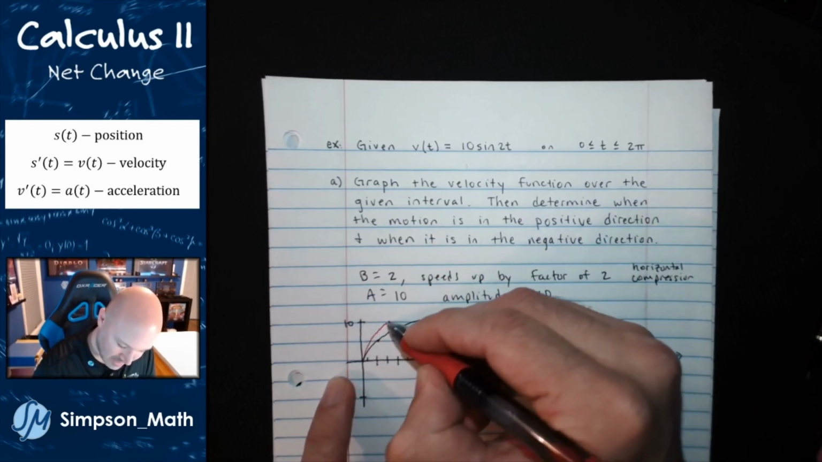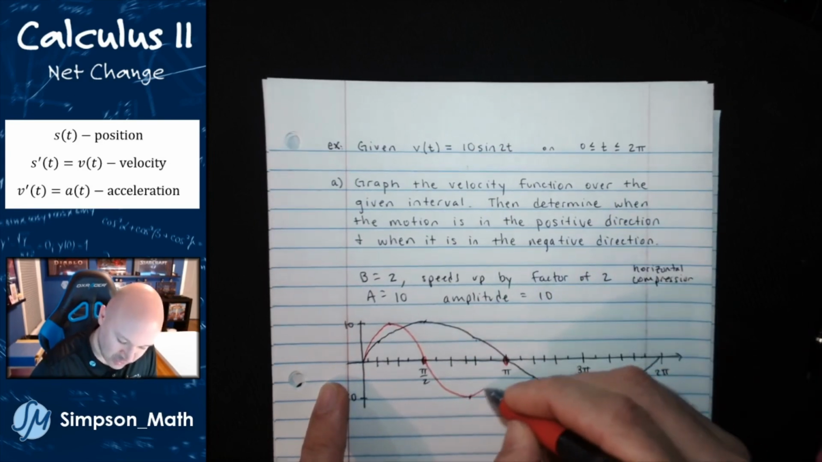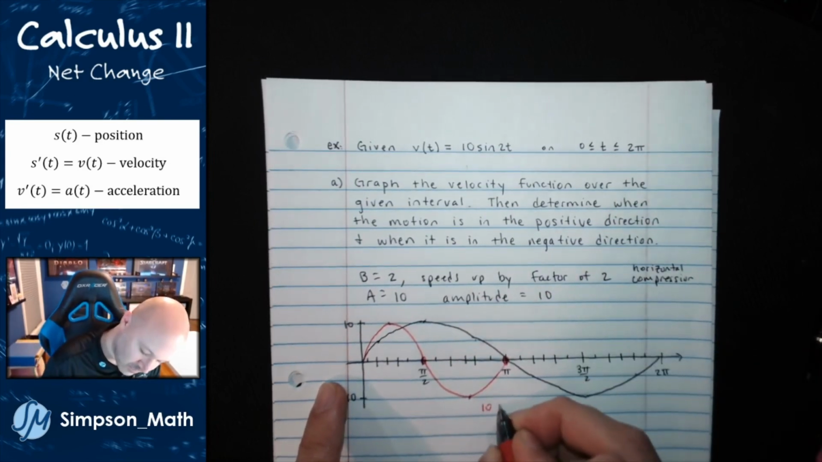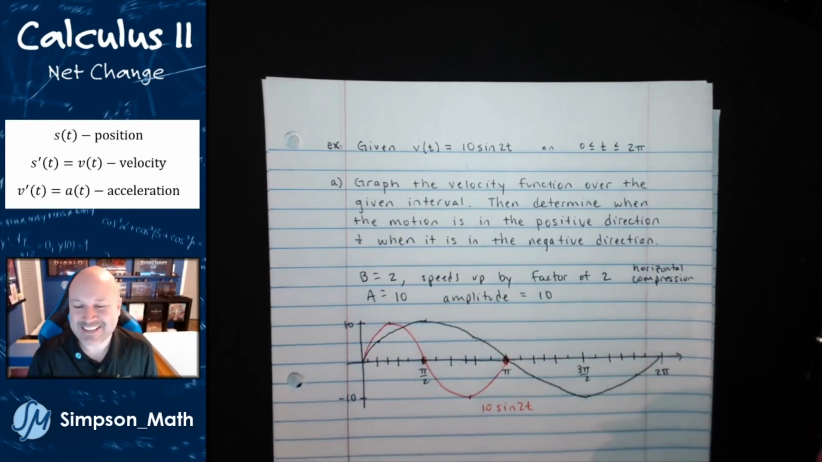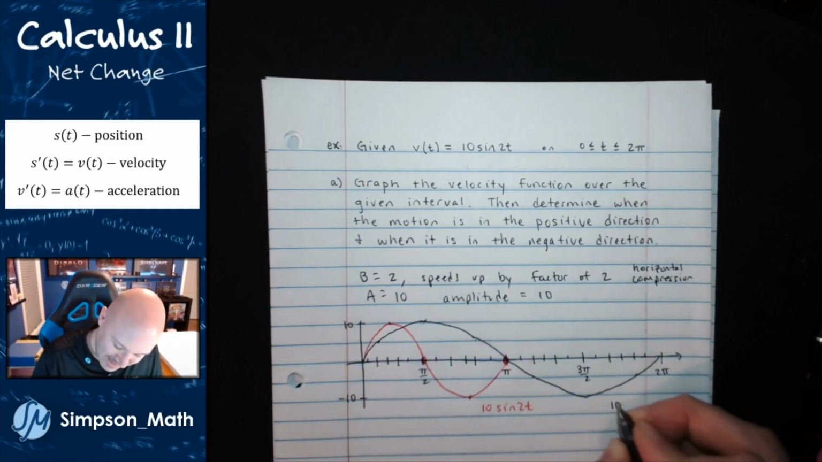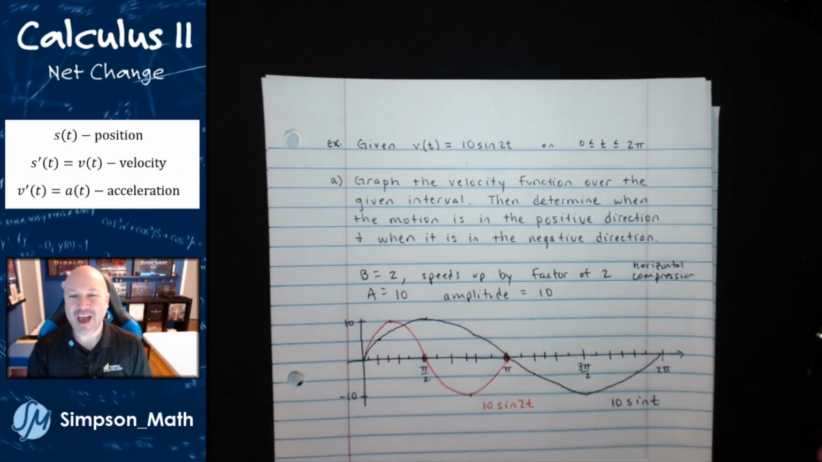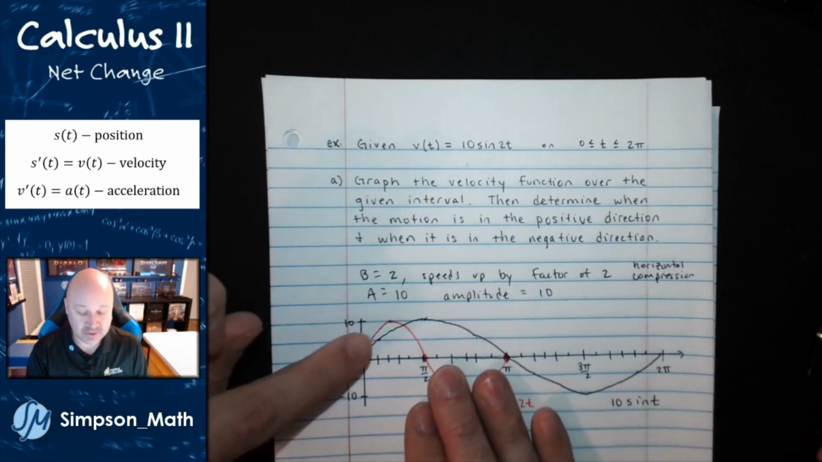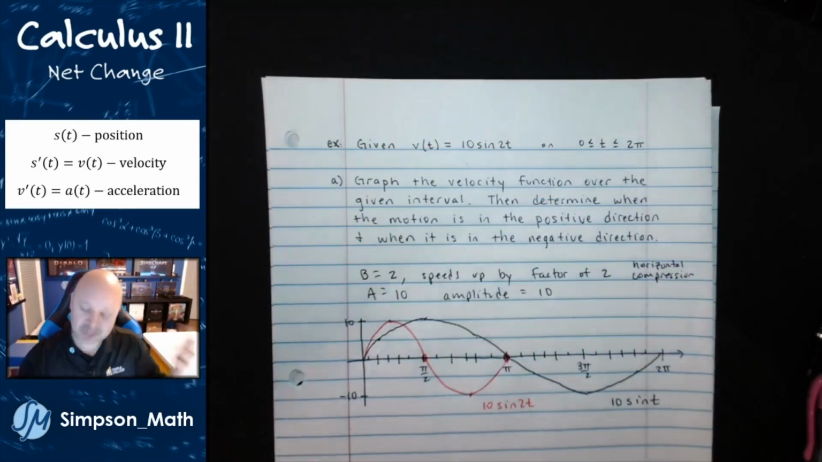So here we go. In red, I have 10 sine 2t. In black, what I did is I started off with a parent and changed its amplitude. So in black, I have 10 sine of t, not faster. All right, so I've taken care of the graph, and now I can see where the velocity function is positive from 0 to pi halves, and where, oh, but it doesn't want me to show 2 pi.